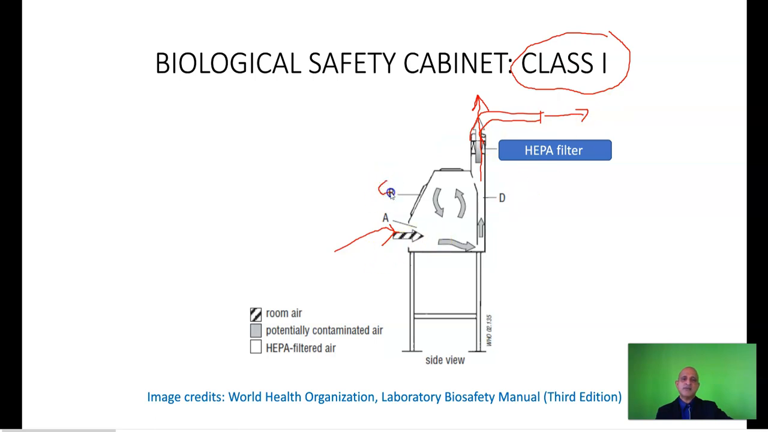Now the operator will stand in front of this safety cabinet operating this instrument over here, and he or she will work within the confines of this space. The air circulates within this space, and a major component of the air is exhausted into the external environment via a HEPA filter. This is the basic level of protection to the operator.